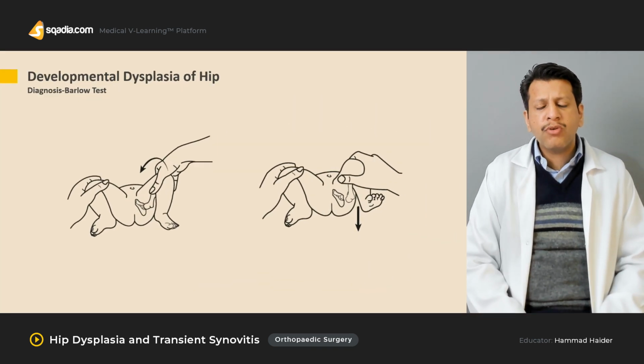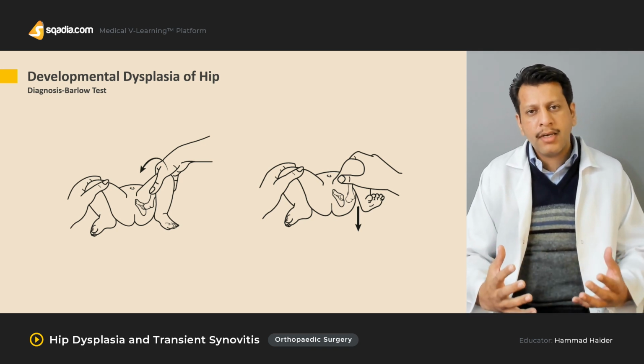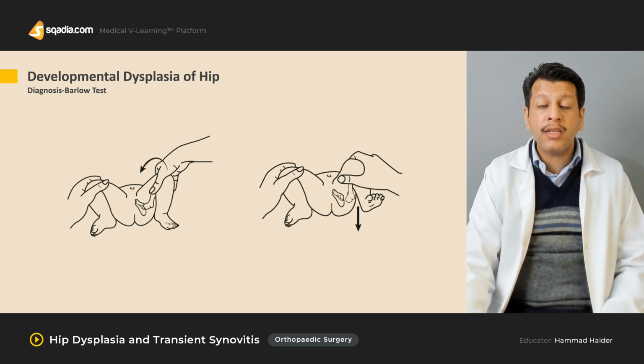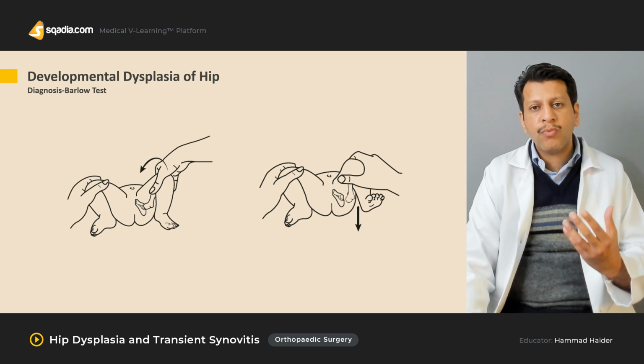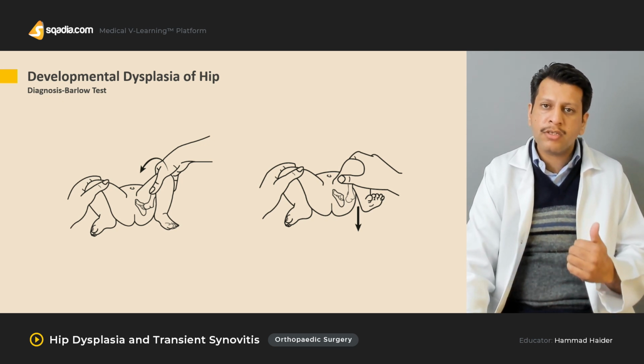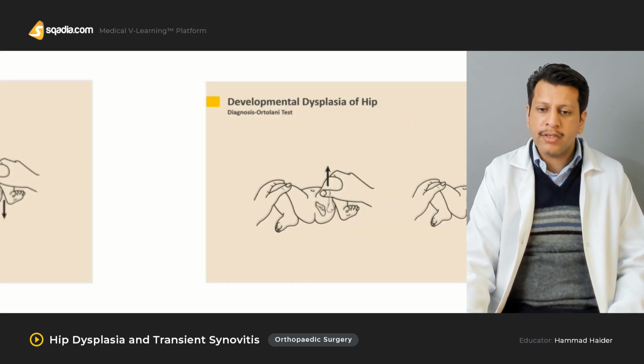Then we'll be discussing two very important clinical tests. One is the Barlow and the other is the Ortolani. We'll discuss in detail how to perform the Barlow test and Ortolani test along with the Galeazzi test, and what the different risk factors are, and when to have the highest index of suspicion for the child to have a DDH.